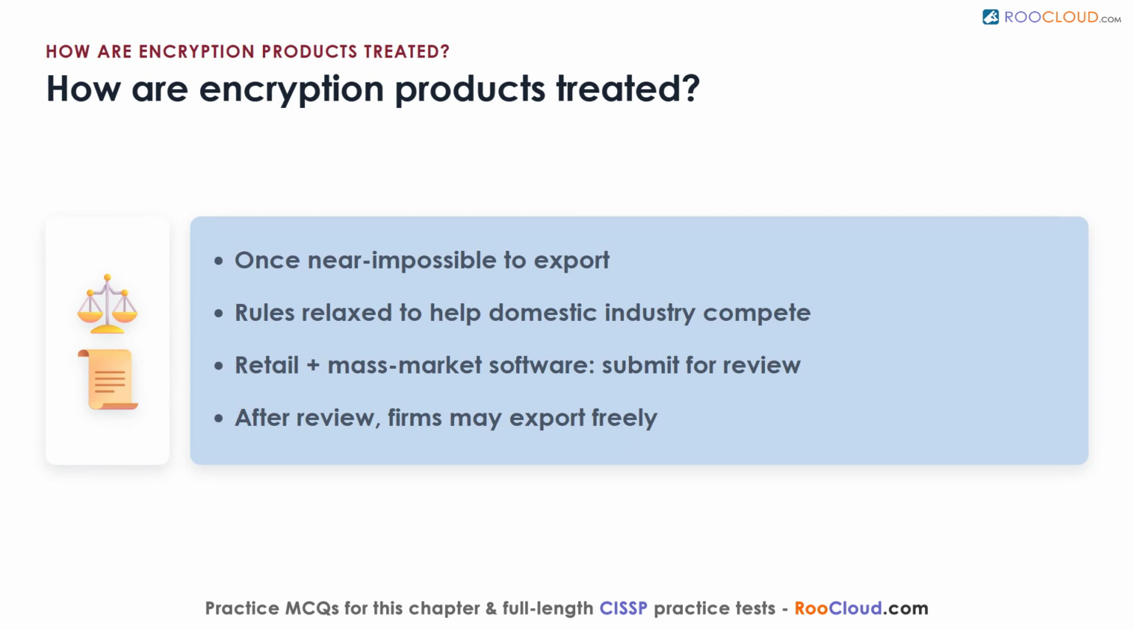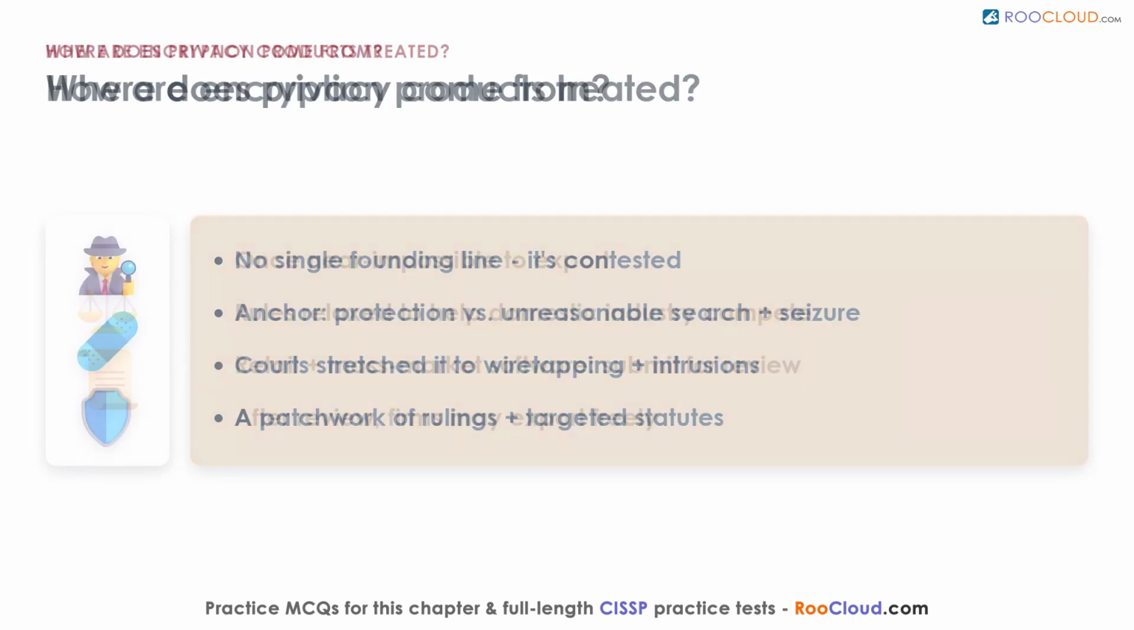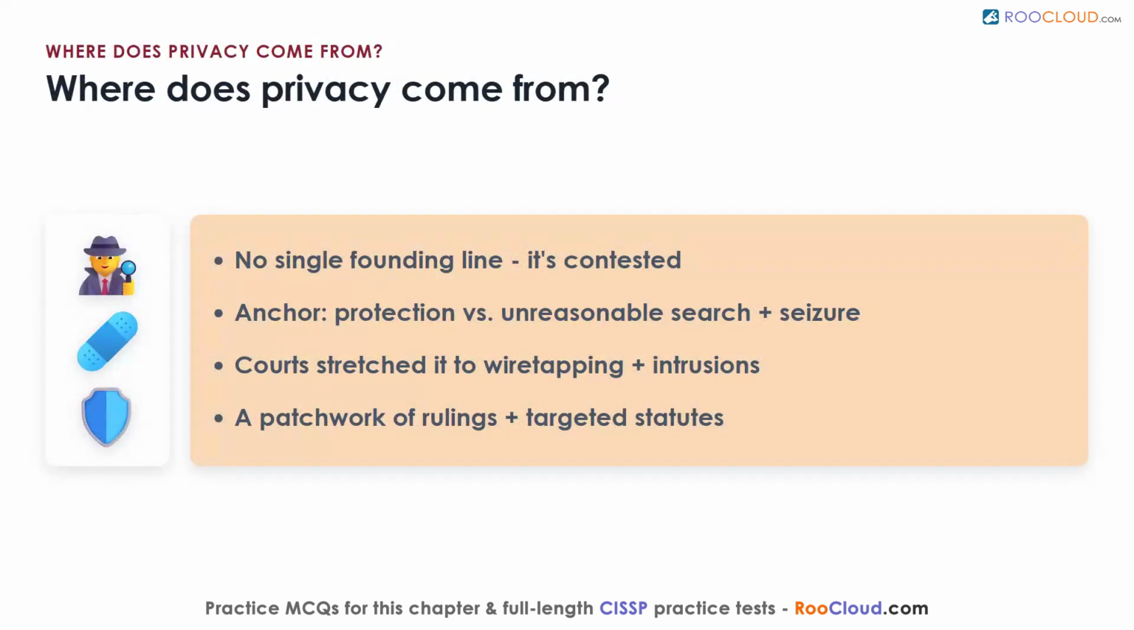Now, retail and mass-market security software can be submitted for a review that is supposed to finish quickly, after which firms may export freely. Picture a fast-track lane at that same customs gate, opened once officials confirm the product is common commercial strength. Where does the right to privacy come from?